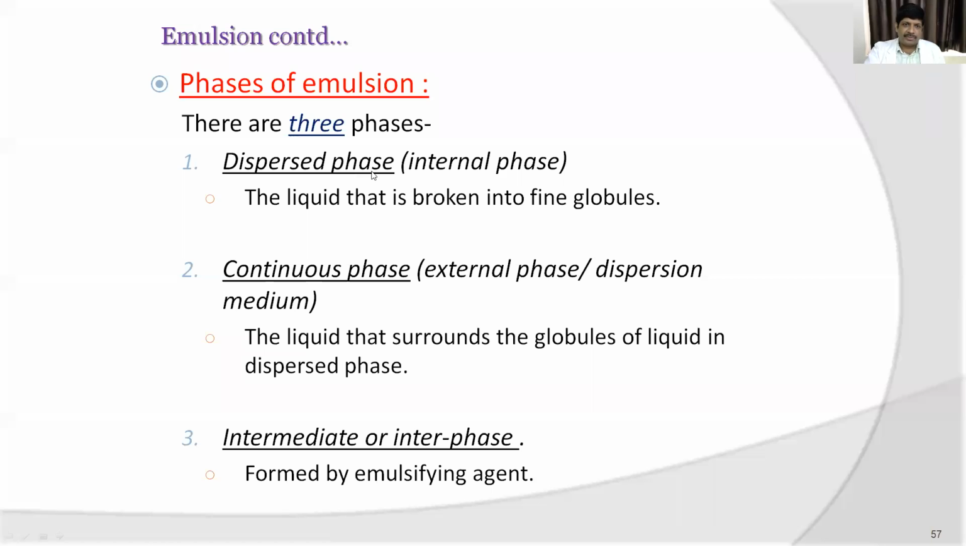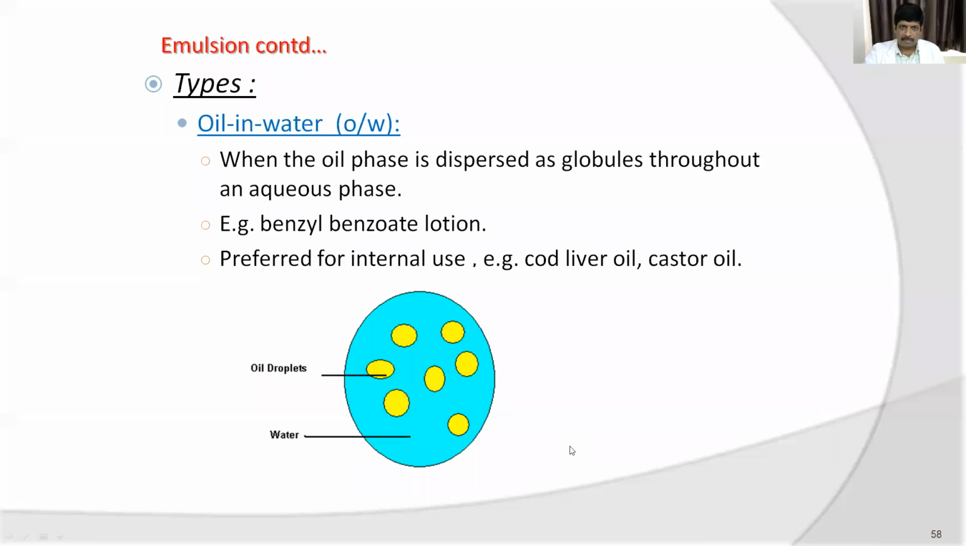There can be dispersed phase, as I told, internal phase, continuous phase, external phase, and intermediate or interphase, which is emulsifying agent or suspending agent. Then we have different types: oil in water, water in oil, or some other type. There are many other types also actually: O/W, O/W/O, O/W/W, W/O/W, and so on.